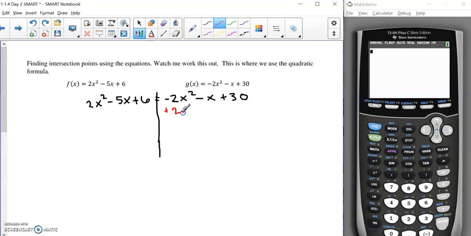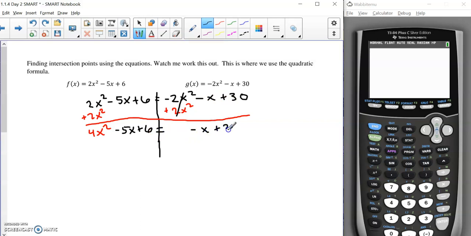We're going to have to add 2x squared to both sides. Make sure you add them to the proper term that they match with. Sorry, my lines are kind of terrible. So this gives us 4x squared minus 5x. The rest of them didn't change, just that 4x. Okay, these go away on this side, so we're left with negative x plus 30.